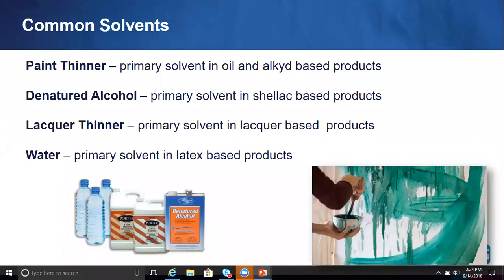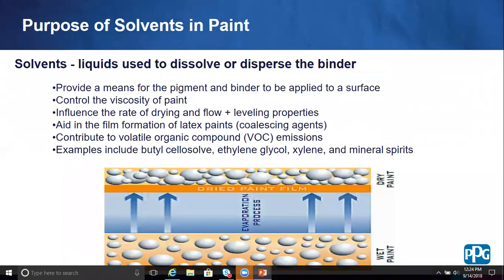So you clean up with water. If you need to thin it out just a little bit, you would use that. The purpose of solvents in paint is basically to dissolve or disperse the binder. Some people think that the pigments get dispersed in the solvents. They don't. The pigments stay solid, but it's the resin or the binder that gets dispersed by the liquid. So it provides a means for the pigment and binder to be applied to a surface. So you can spray it or brush it or roll it.